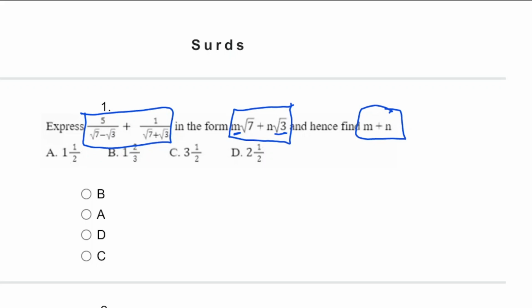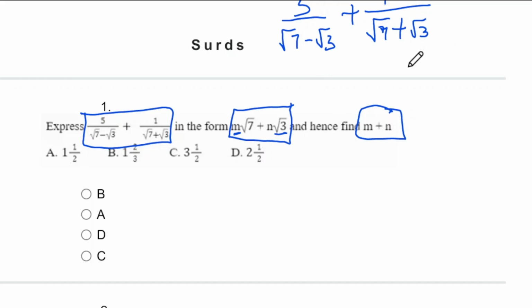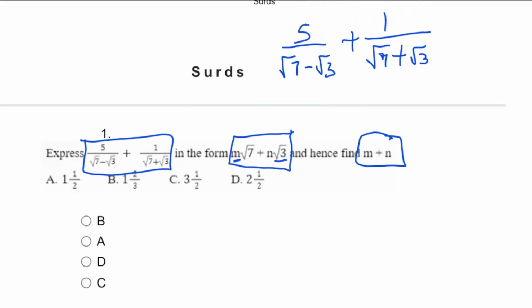So let's start with the first one. I'm going to write it up here, because of space. That will be 5 over root 7 minus root 3, plus 1 over root 7 plus root 3. What you're going to notice is that the denominators are conjugates of each other. You've learned that already. Okay, so they are conjugates of each other.